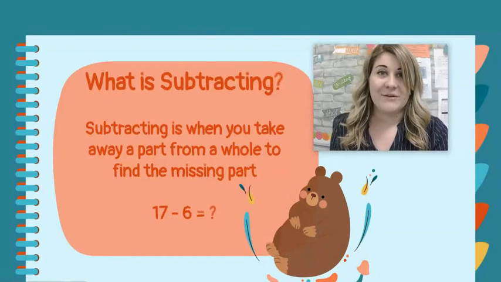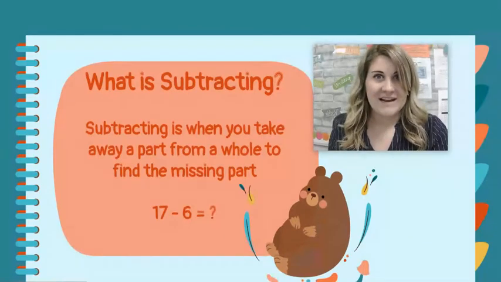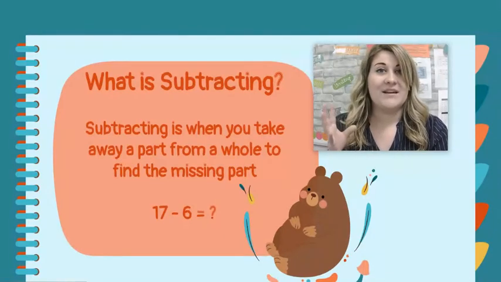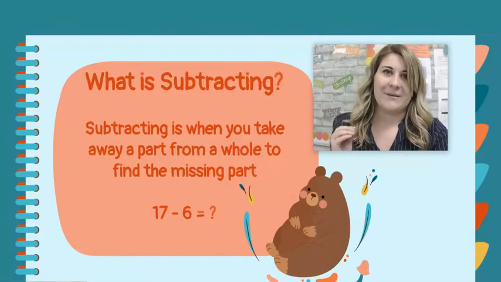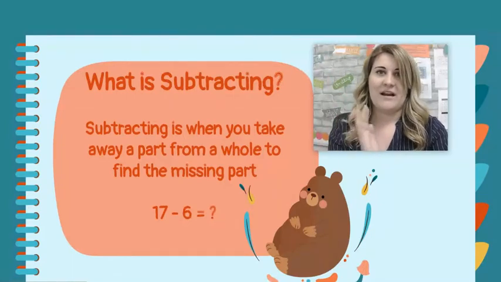Notice how 17 would be the biggest number in those three. That's because it's the total, and subtracting starts with the big number on top. It starts with the total. We subtract a smaller number from it, and we find the missing part.